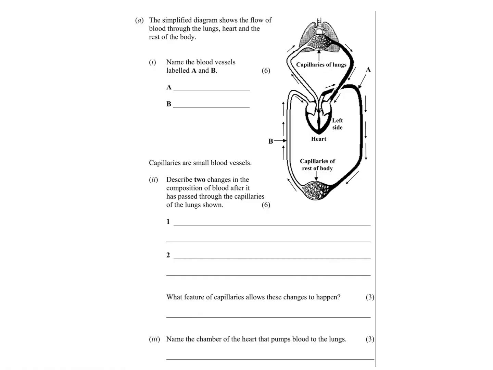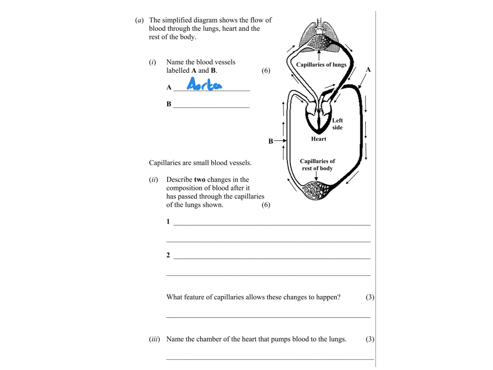So we have an exam question here then, based on everything we've seen up until this point. So the simplified diagram shows the flow of blood through the lungs, heart, and the rest of the body. Name the blood vessels labelled A and B. So A is over here. Let's follow where that is. So it's this one here, which is after getting the blood from the left ventricle and it's pumping it around the body. So because it's leaving the heart, we know it's an artery, but it's not the pulmonary artery because it's in no way related to the lungs. So it has to be the aorta.